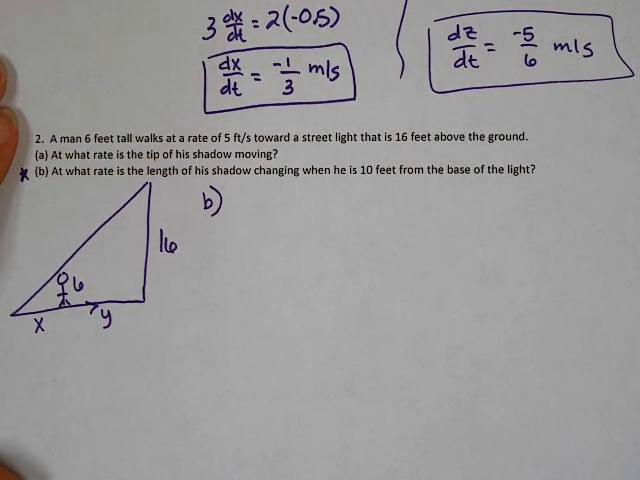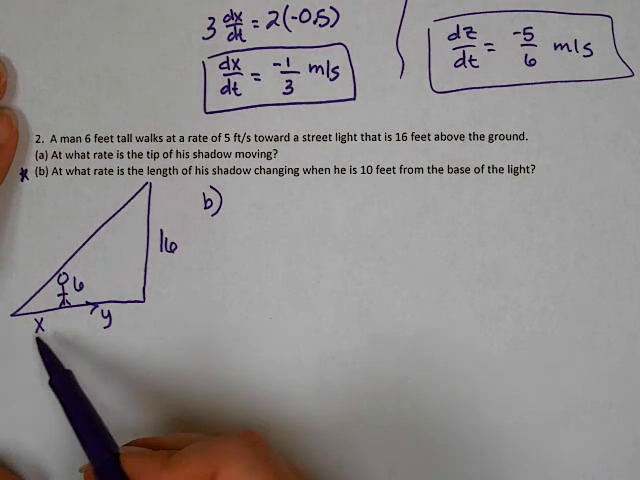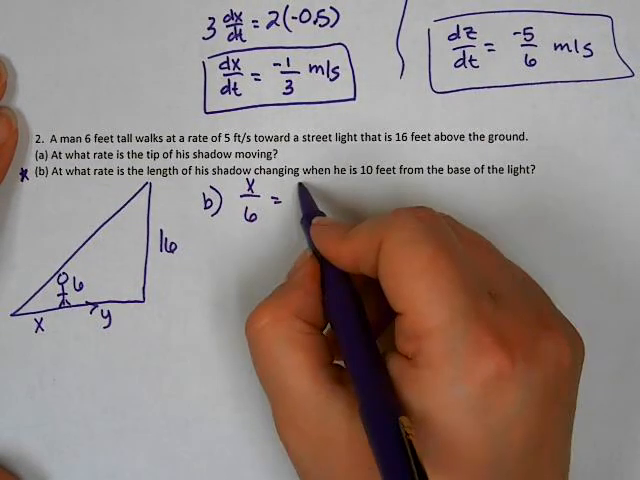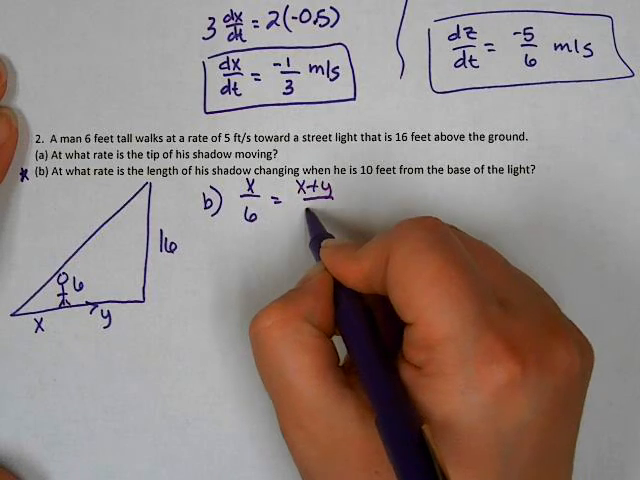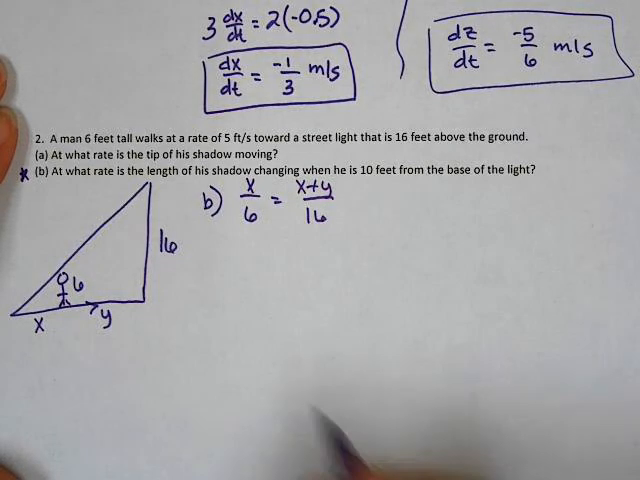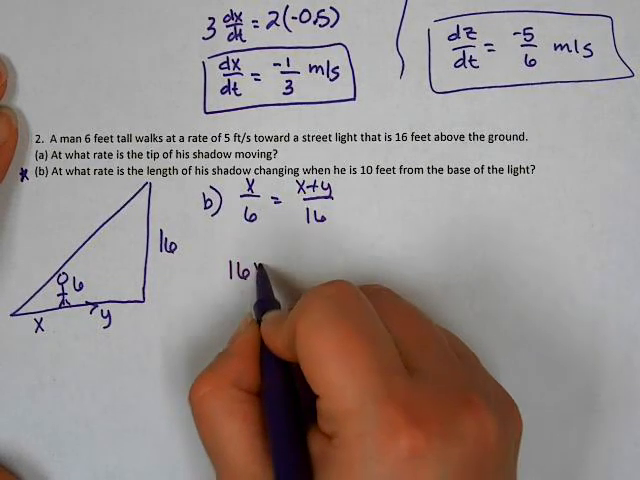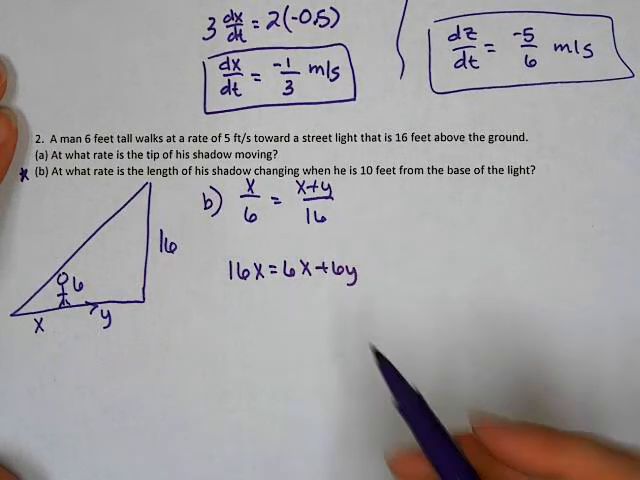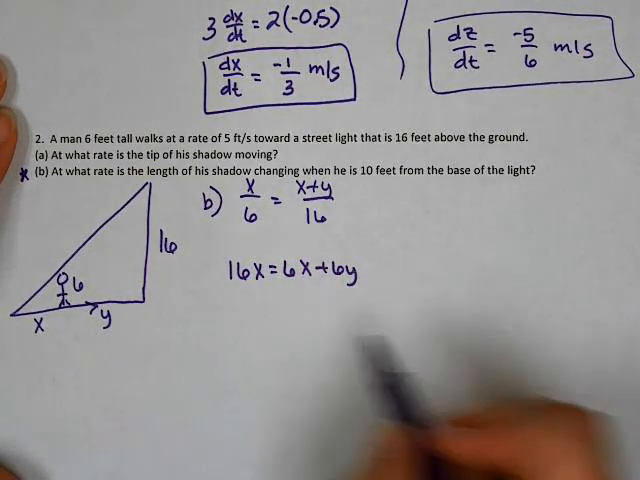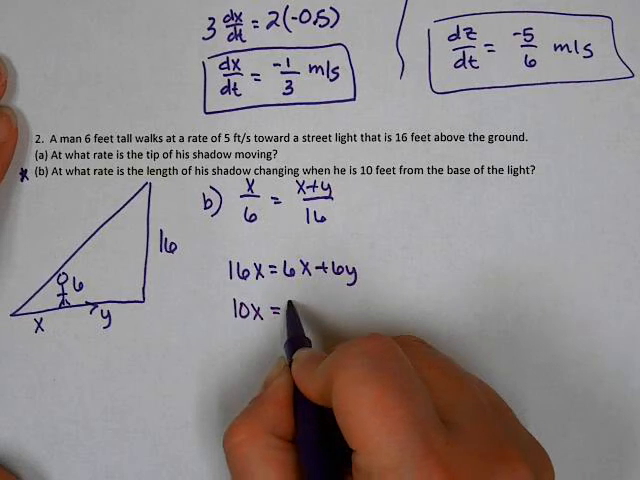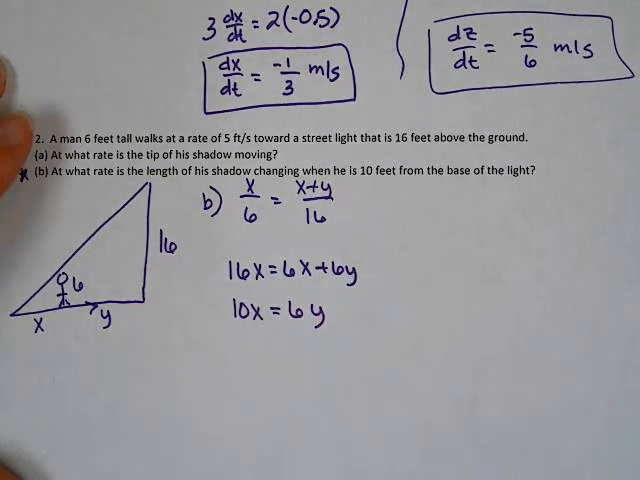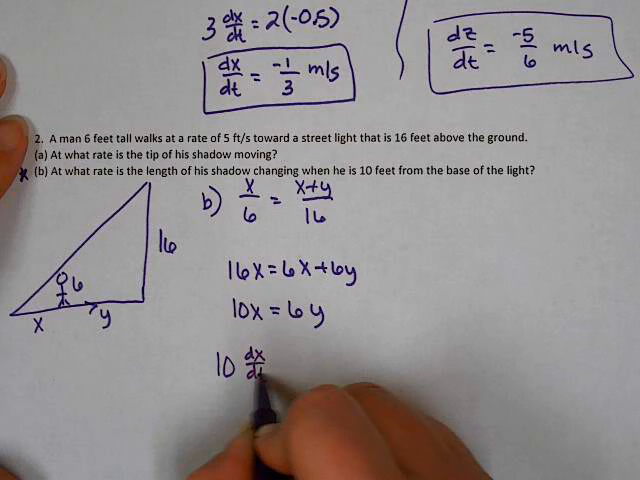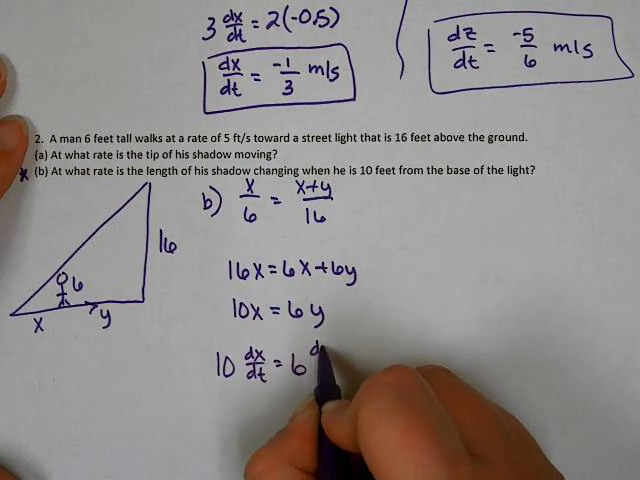I'm going to use right triangles and similarity to set up an equation. So x over 6 is going to equal (x plus y) over 16. I'm going to cross multiply, so 16x is equal to 6x plus 6y. I can distribute, so I get 10x is equal to 6y. And I'm going to take the derivative. So 10 dx/dt is equal to 6 dy/dt.